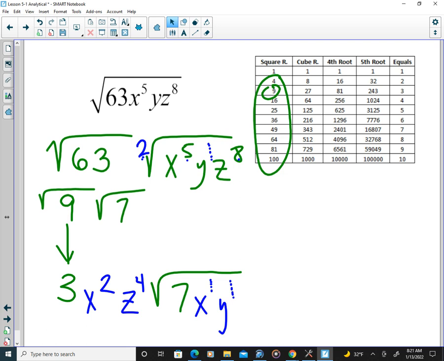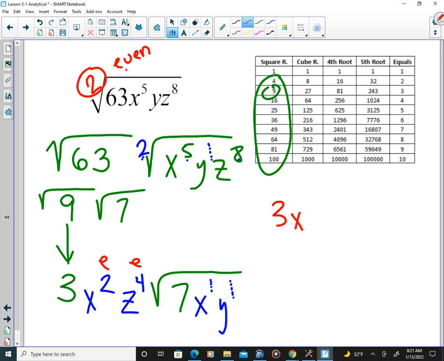And now, we just want to make sure whether we need to use absolute values or not, because we might have to. Because remember, the index is an even number. The index is 2. We have an even number here and an even number here. So we don't need to use any absolute values. You only got to use absolute values when you got an even index and then an odd exponent on your variable on the outside of the radical. Well, we got an even index and even exponents on my variables. So my final answer is just 3x squared z to the 4th, the square root of 7xy.